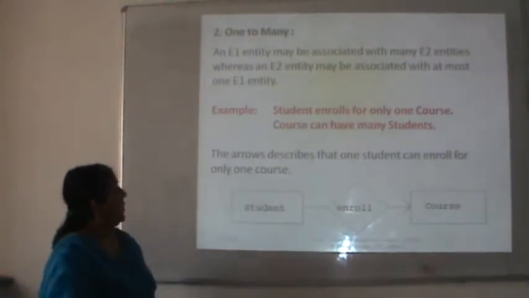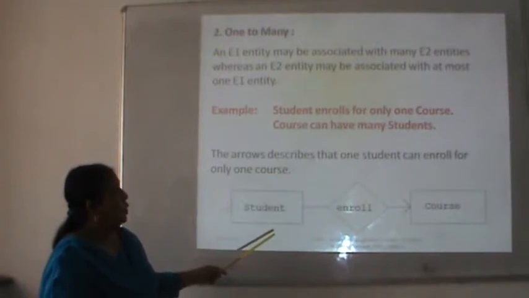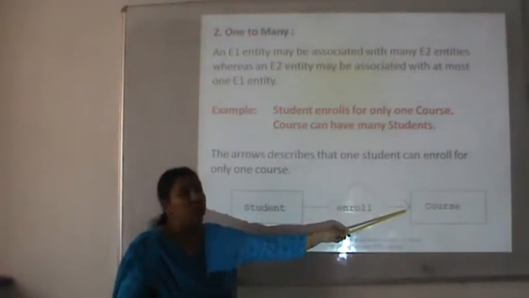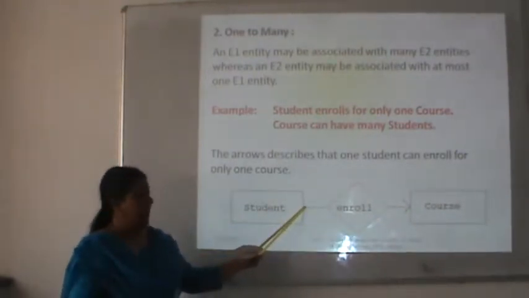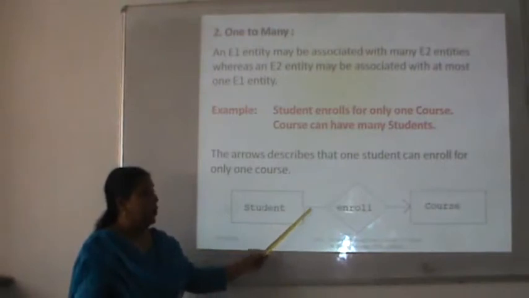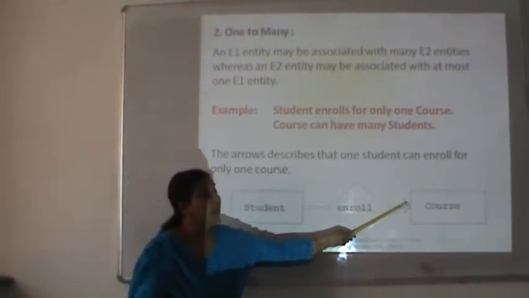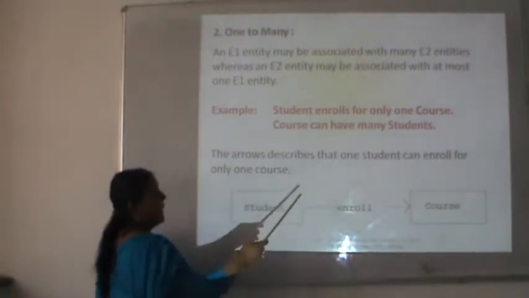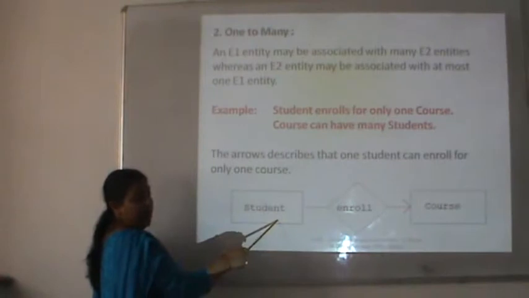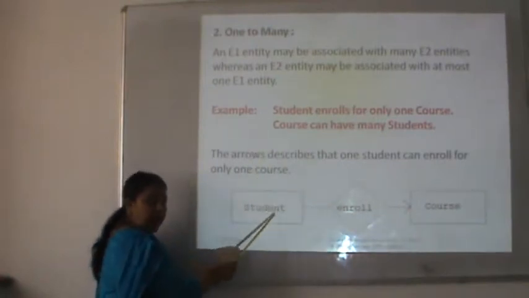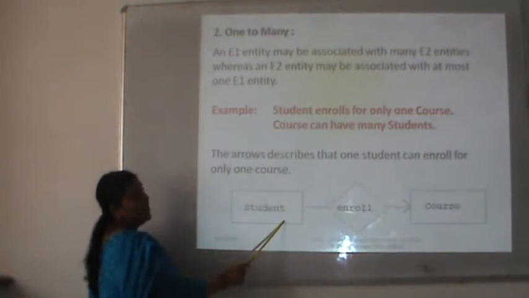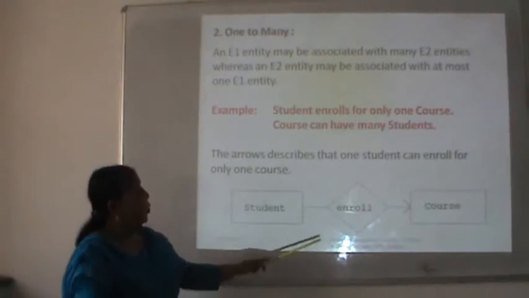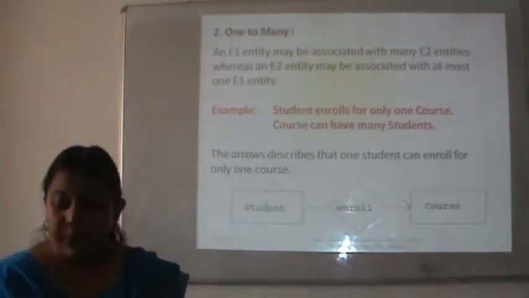One-to-many. Let's take an example. Student enrolls for only one course. But one course can have many students. This undirected line shows many, and this directed line shows one. So one course can be taken up by many students, but one student can enroll for only one course. This is a one-to-many relationship.